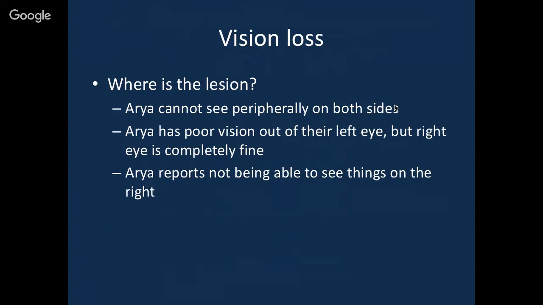So vision loss, let's go through where the symptom is. So if Arya can't see peripherally on both sides, what's causing this? Yep, everyone got that? Bitemporal hemianopia, a pituitary tumor pressing on the optic chiasm causes bitemporal hemianopia. You lose the crossing over fibers. We'll go through the visual pathway very soon. If Arya's got poor vision on her left eye, but the right eye is completely fine, what does that sound like?